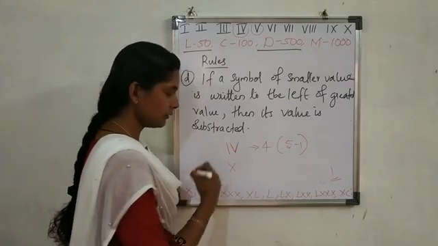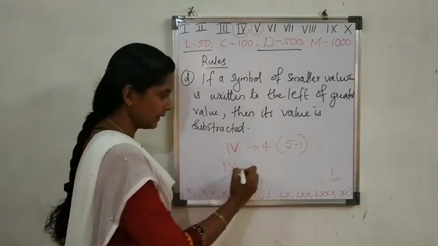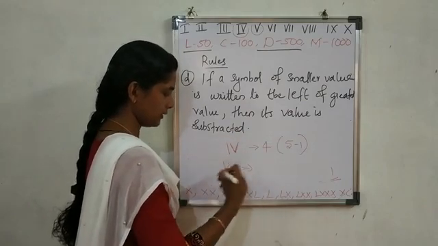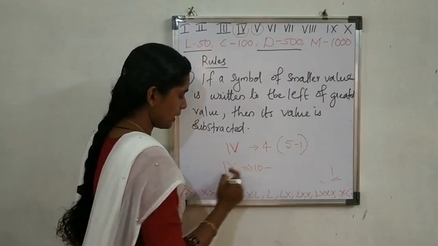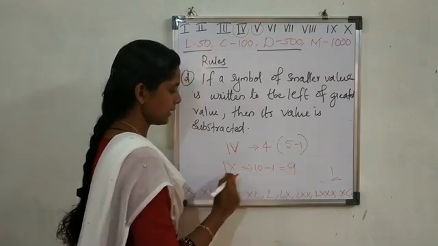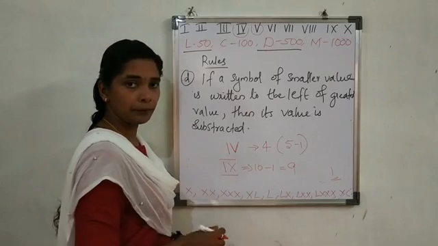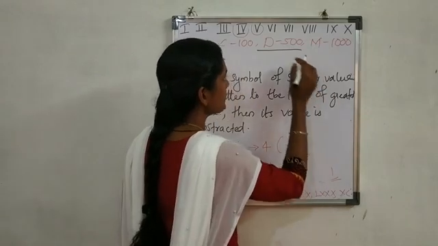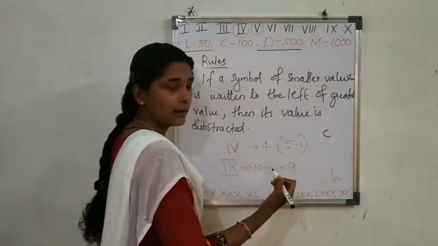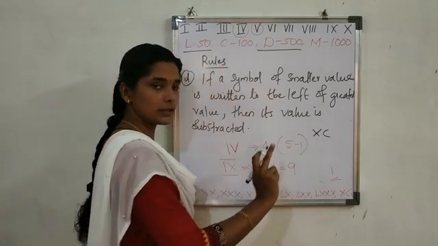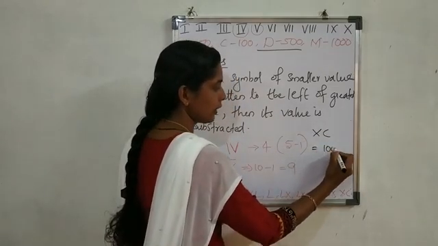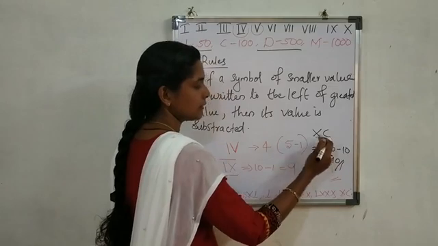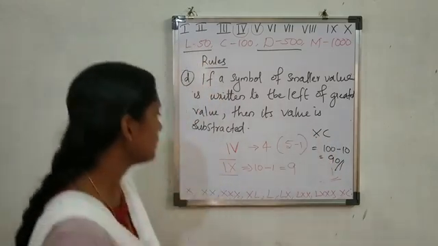Say this is 10 and I add 1 to the left side, this means we have to subtract it. Its value is getting subtracted from the greater one. Greater one is 10 and on the left side it is 1. 10 minus 1, 9. This is 9. Like this, C. What is C? C is 100. If I add X to the left side of C, what is the meaning of this one? We have to subtract it. This one is 10. 100 minus 10, that is 90. XC is 90.